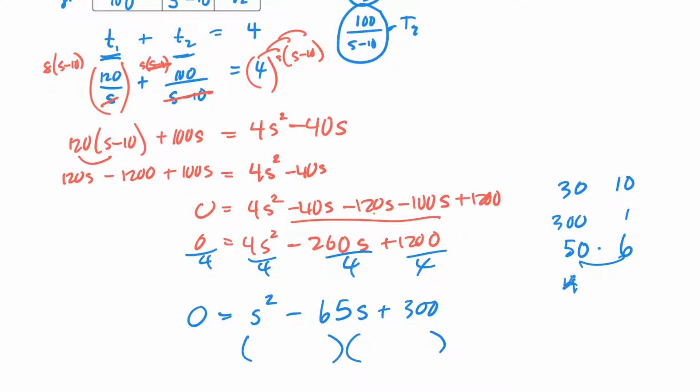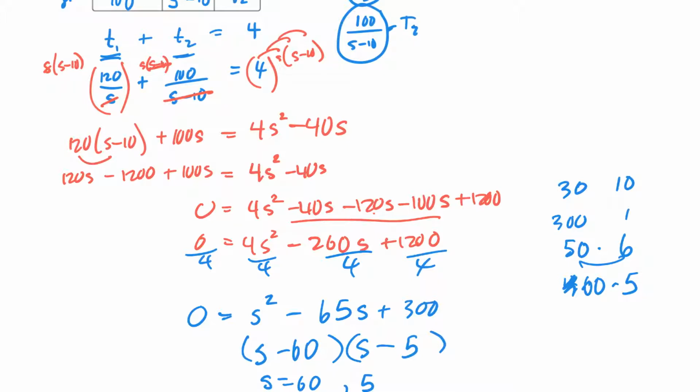How about 60? Well, that's it right there. 60 times 5 is 300. 60 plus 5 is 65. That's it. So s minus 60 and s minus 5. So the speed could be 60 or 5.